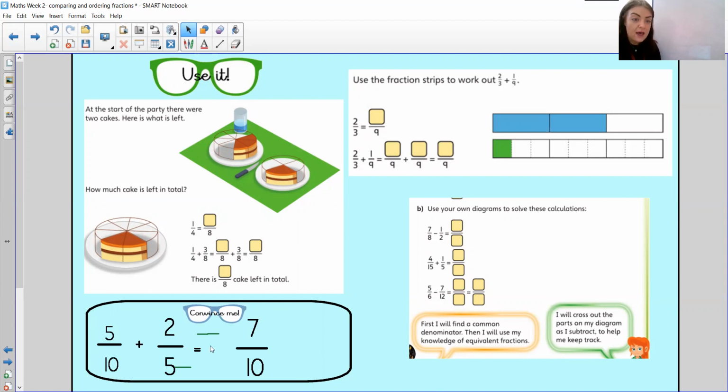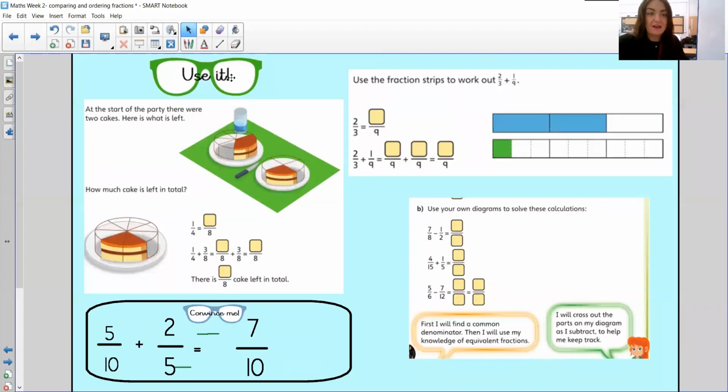Once you've had a go at those, there's a little convince me here. I've had a little go at trying to solve this problem. Can you convince me what is wrong with this answer? Where have I made that mistake? Once you've had a go at those, can you come on back and see how you got on?